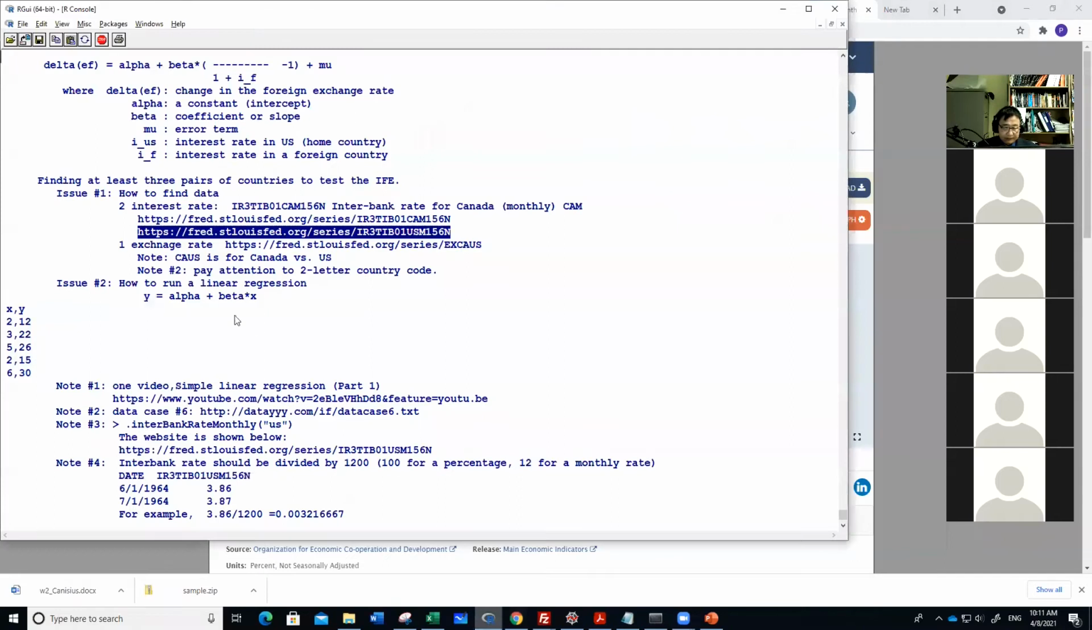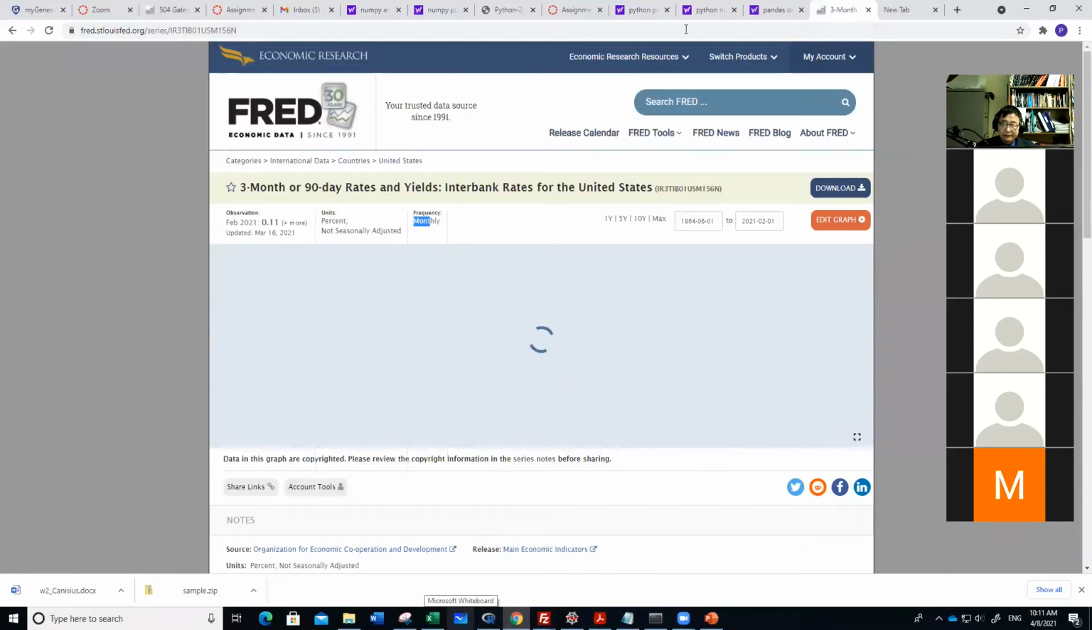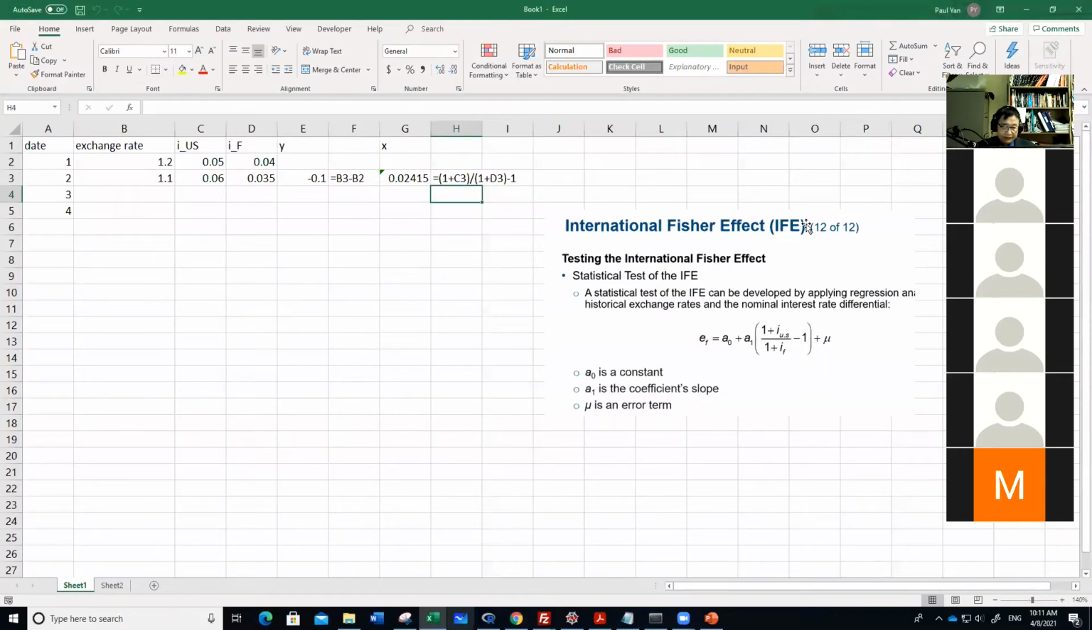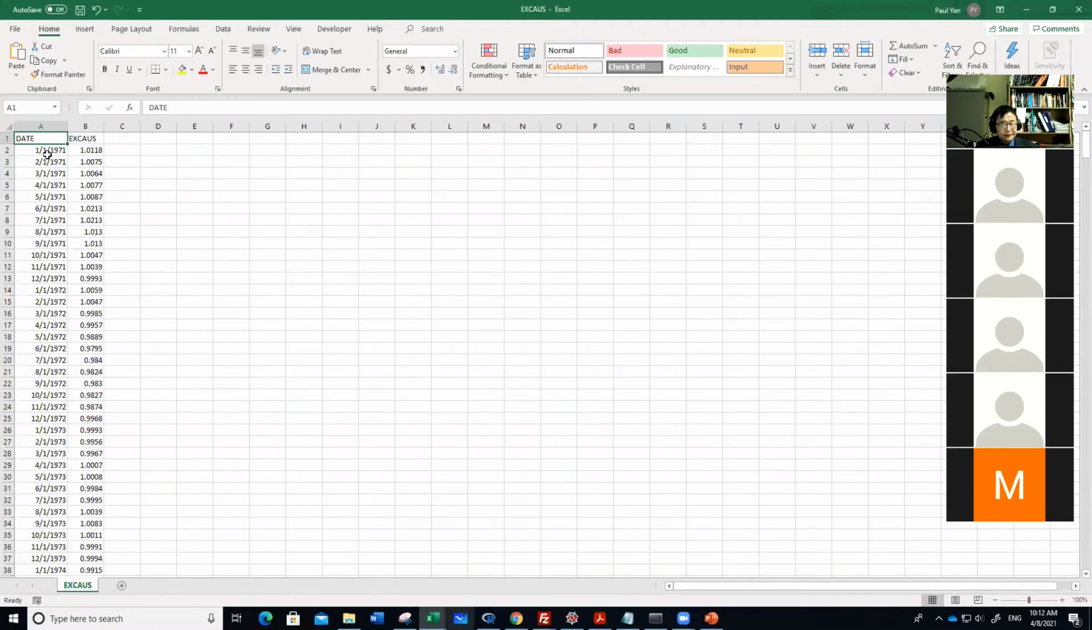So let's look at the last one. The last one is the exchange rate between Canada and the US. Okay, so let's paste it. This is also monthly, so all have the same frequency, monthly. This is the Canada US foreign exchange rate. Again, just click here, download. It's already max. Then you click download, and I click CSV file. This one is from 1971.